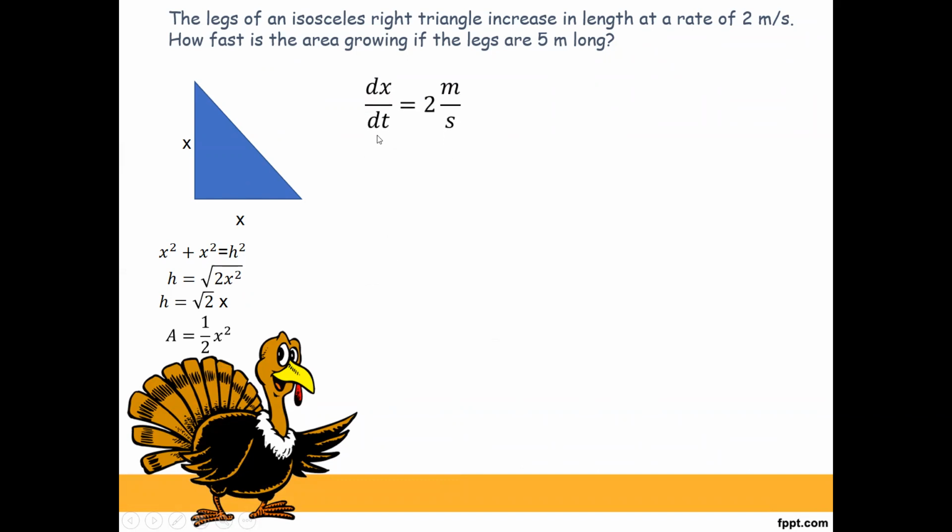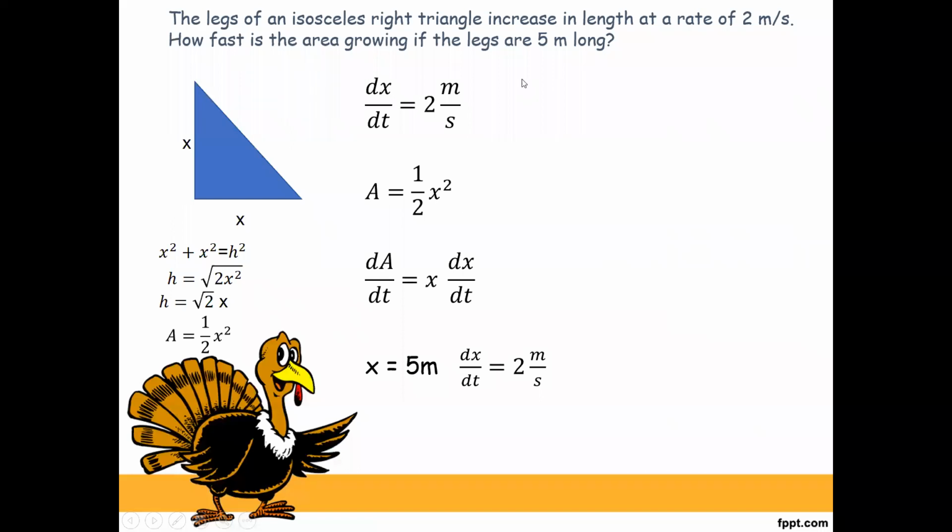Now, the rate of change of x with respect to t is 2 meters per second because it's growing at a length of 2 meters per second. Now, we want to know how fast the area is growing. So we're going to use the area formula and take the derivative of it. And we get dA/dt equals 2 times 1/2, which is just 1, so we don't need anything there, then x times dx/dt.